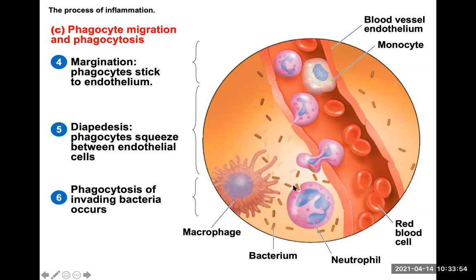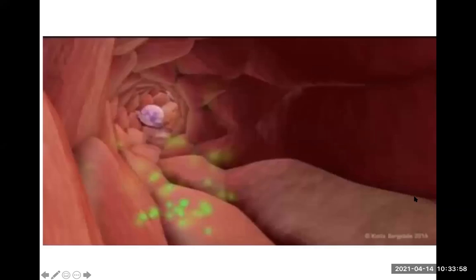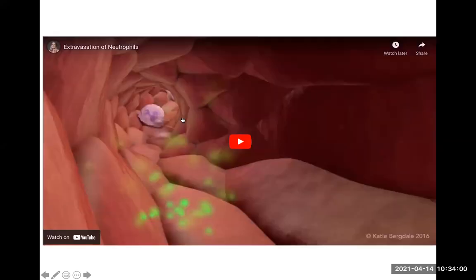This image is from your textbook. Here is an animation of the process of the white blood cells adhering to and squeezing through the vessel.